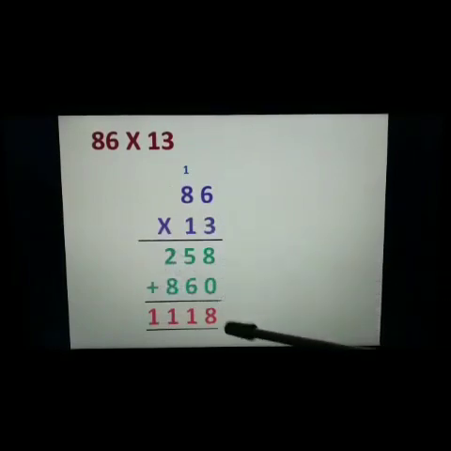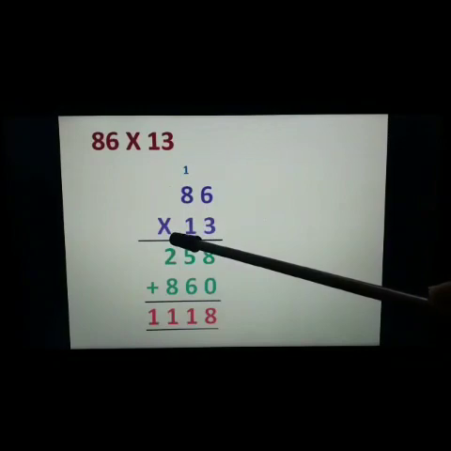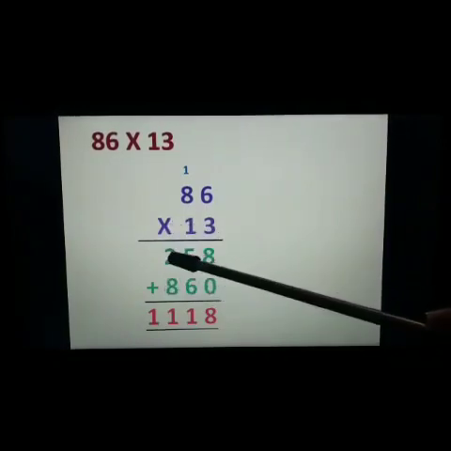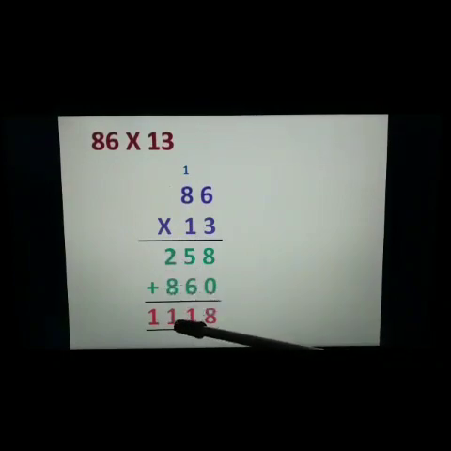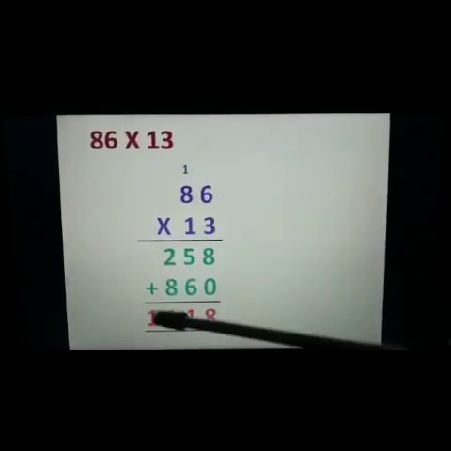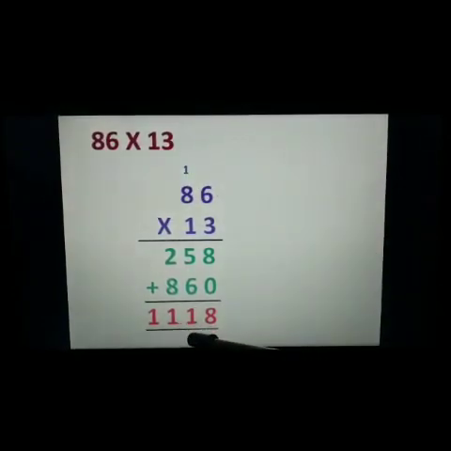8 plus 0 is equal to 8. 5 plus 6 is equal to 11. 1 will be written here and 1 will be carried over to the hundreds place. So 1 plus 2 plus 8: 1 plus 2 is 3, 3 plus 8 is equal to 11. So the product of 86 into 13 is 1118.